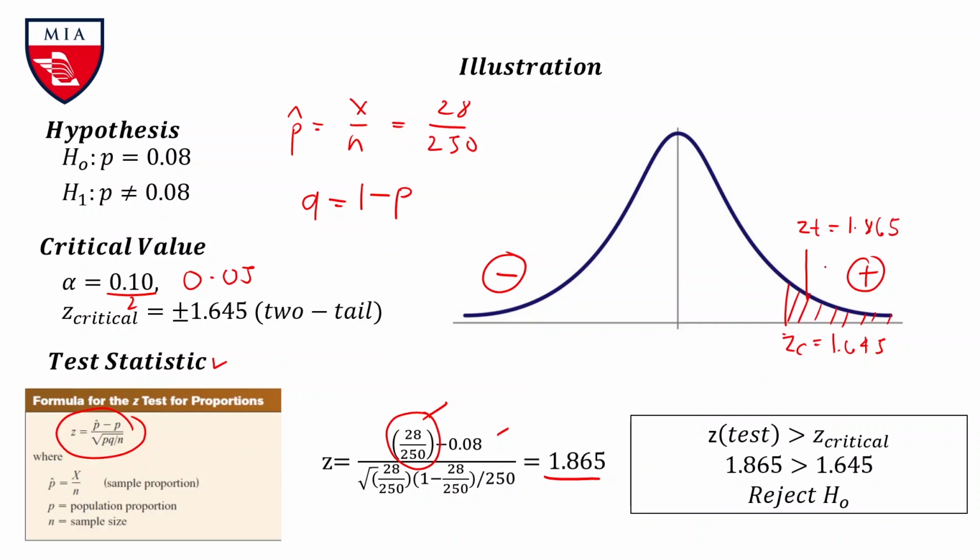After our calculations and determination of these values, we can conclude that the value of our test statistic is in the critical region. Therefore, we can reject the null hypothesis. The z-test value is greater than the z-critical value: 1.865 is greater than 1.645. Therefore, we can reject the null hypothesis. And again, we can reject the null hypothesis because the value of your test statistic is in the critical region.